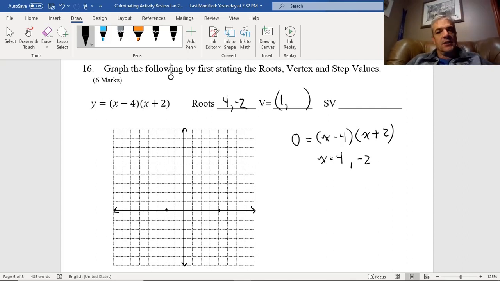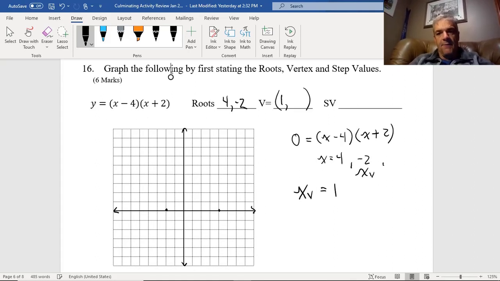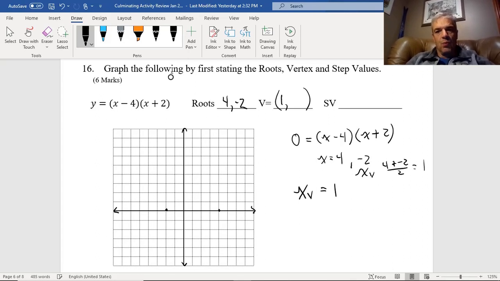So what I know is that 1 is the vertex here. And I often tell students to just do it by inspection. So the x value of the vertex equals 1. If you want to do the math on it, it's basically 4 plus -2 divided by 2, and that equals 1. But I think just doing it visually is easier, okay? You can just see that's where it is.